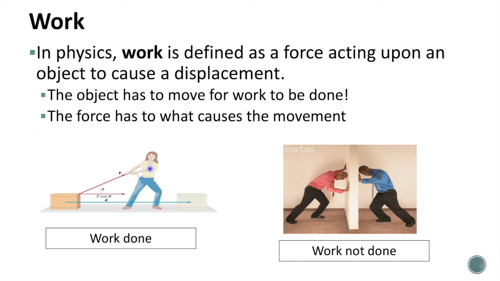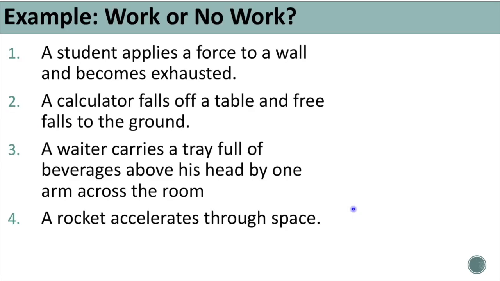So like this lady here, she's pulling on this box with a rope at this angle, and the box moves from over here to there, right? But these 2 gentlemen are just pushing on a wall, and no work's being done there because they're not moving that wall anywhere. All right, so let's do some examples.